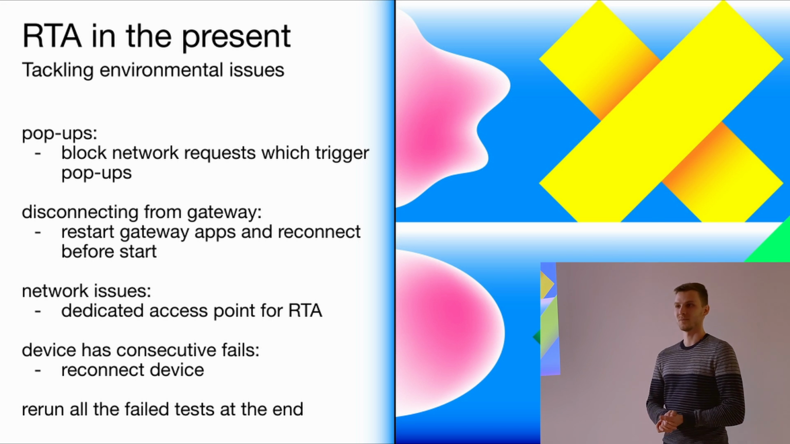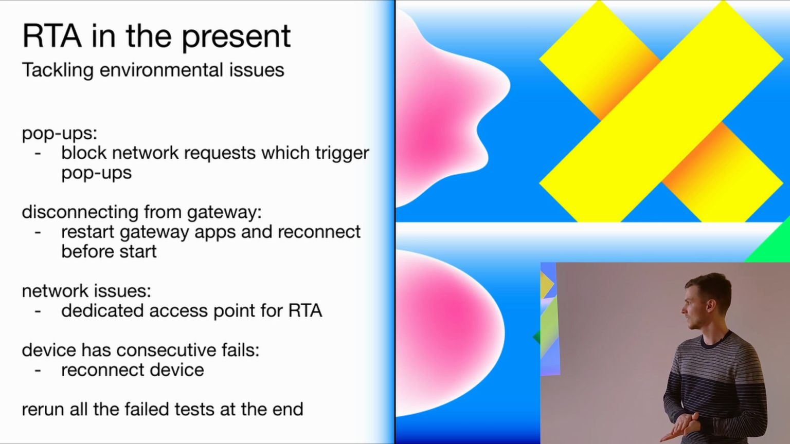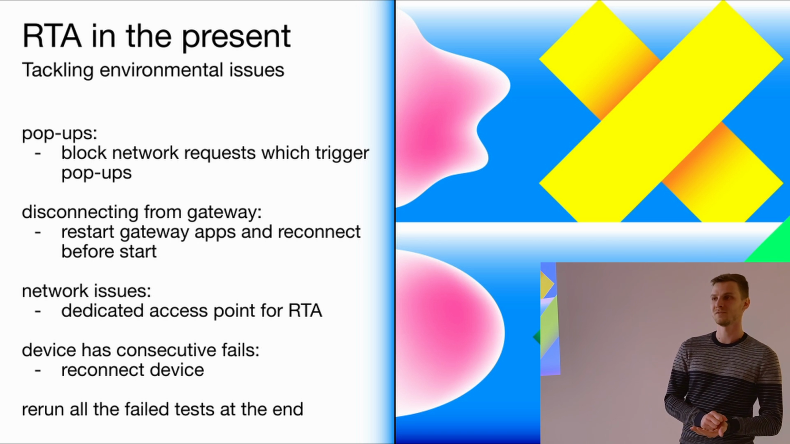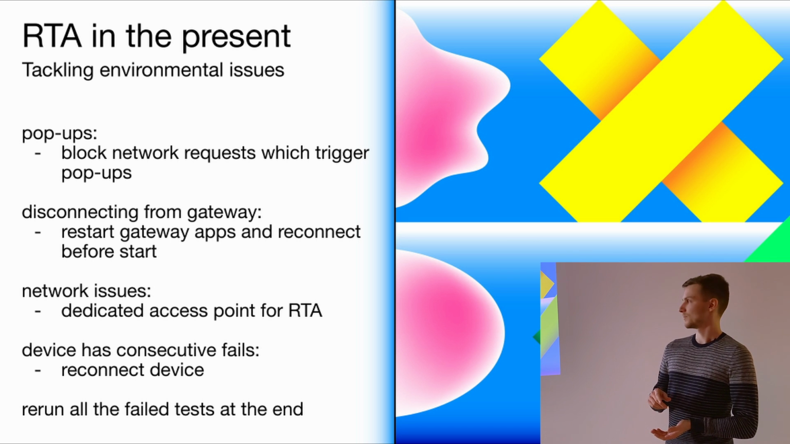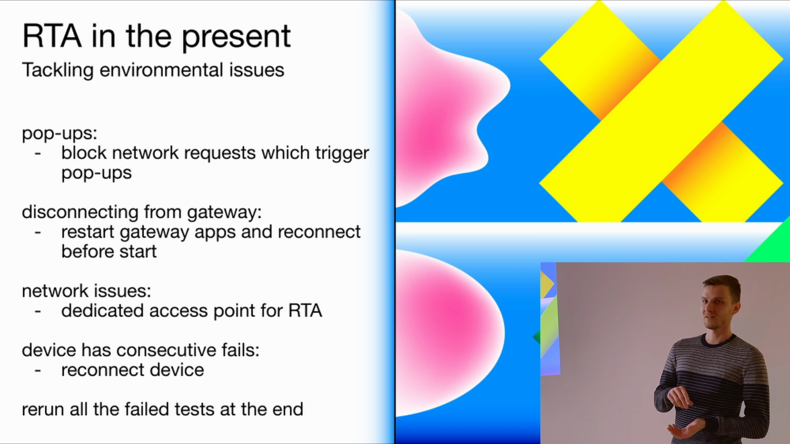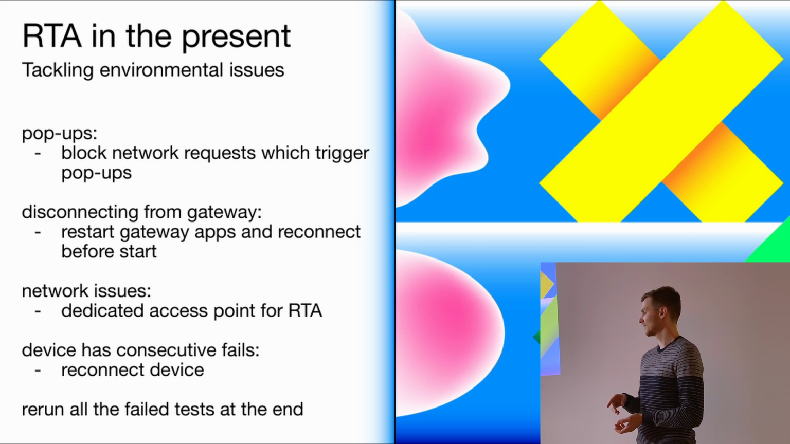And we also implemented detection of consecutive fails. So if on one device multiple tests fail in succession, we detect this, we disconnect the device, we stop the execution on that device, and then we reconnect it. It actually helps a lot, probably because many issues are Eggplant-based, and the disconnection and reconnection helps.